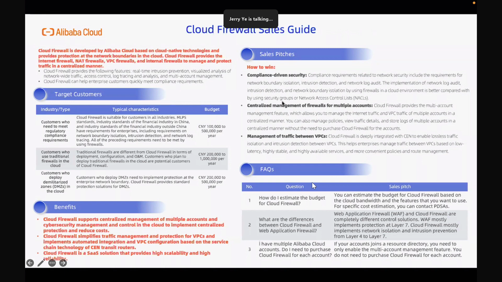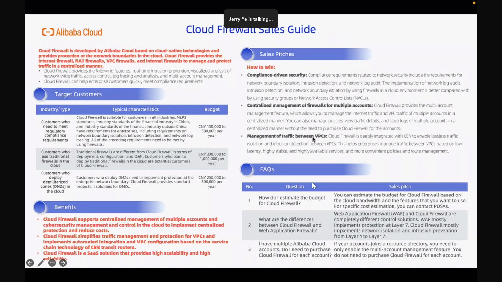So for some sales pitches, how to win, the first one is compliance-driven security. The second one is the centralized management of firewalls for multiple accounts. So same as security center, if you enable the cloud firewall and you enable the multi-account management in one console, you can see all the information of the IPs in different accounts. And the final one will be management of the traffic between VPCs.